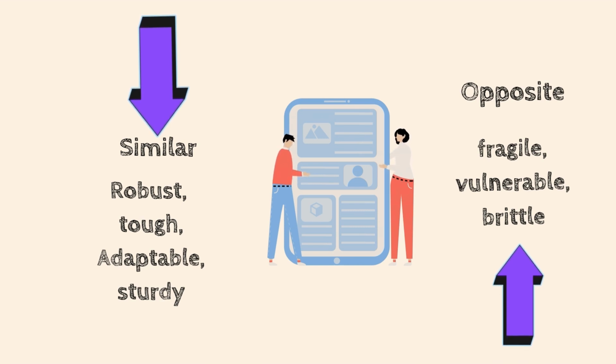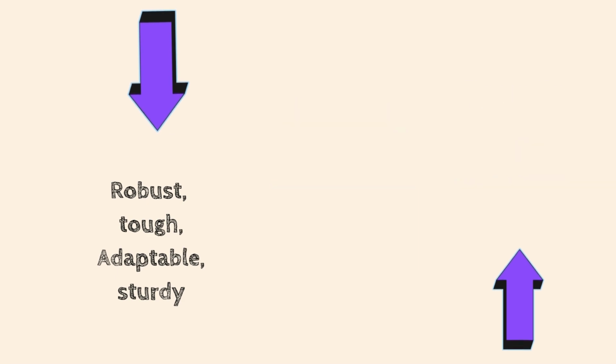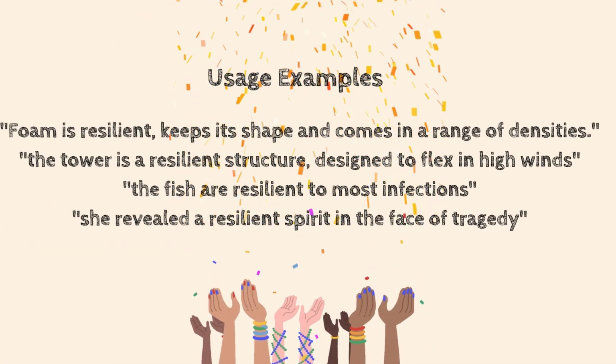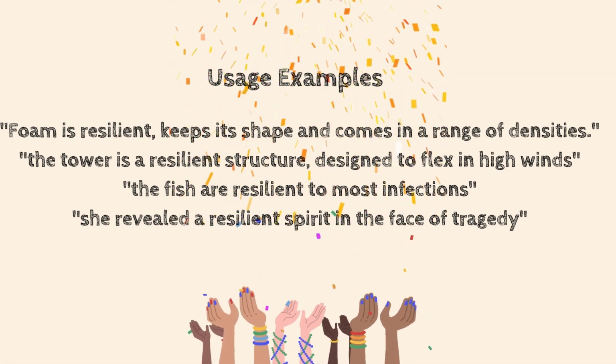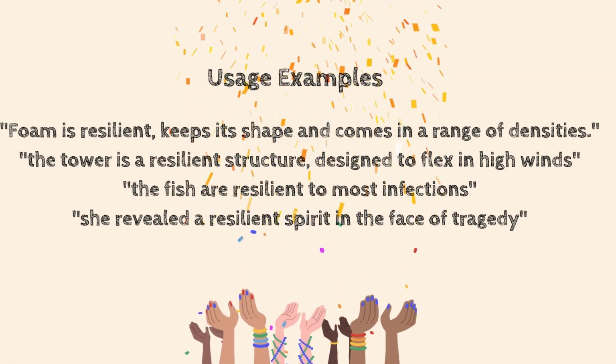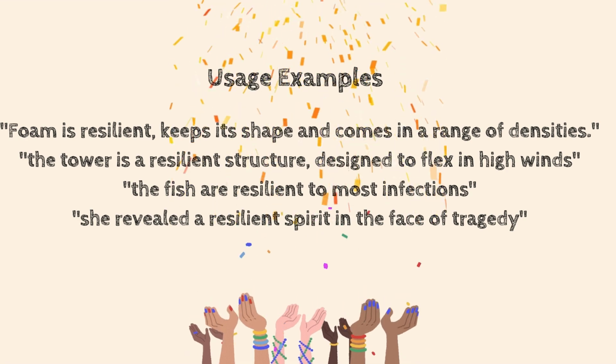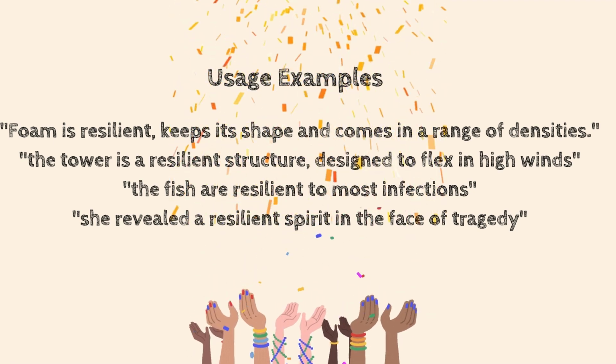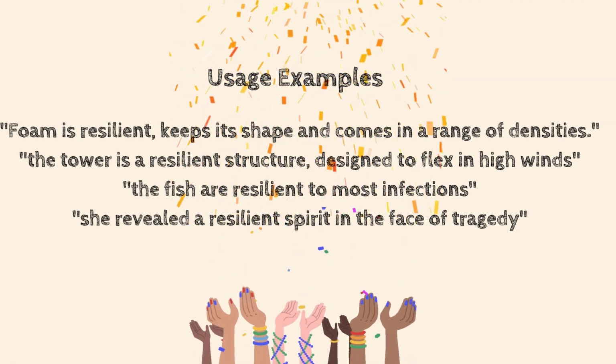Learning a word is incomplete if we do not know how to use it. So to learn the practical usage of the word, we will now use the word resilient in sentences. Here are some examples. Foam is resilient, keeps its shape and comes in a range of densities. Or, the tower is a resilient structure, designed to flex in high winds. Or, the fish are resilient to most infections.